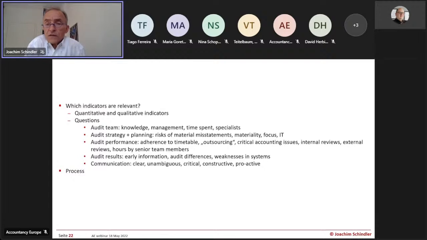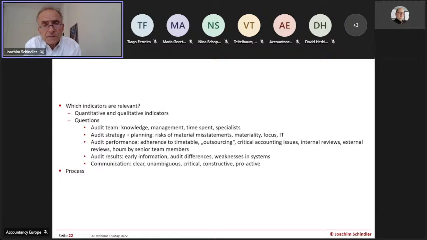What I have done, and this is my personal view or the way I deal with this whole question of assessment of audit quality, is put together a questionnaire which I use, and I listed here on the slides a number of points. I will briefly go through them, and these are also, from my perspective, audit quality indicators. So audit team: it's about technical accounting knowledge, industry knowledge, understanding the business, worldwide management, time spent by the lead audit partner, involvement of specialists, etc.